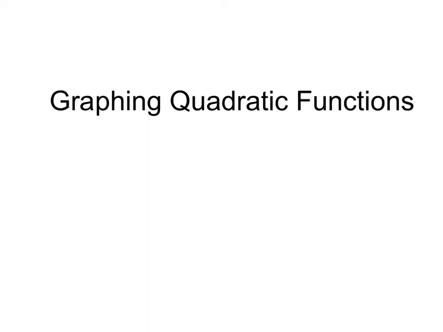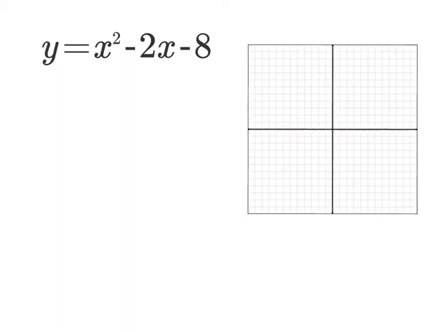Today we're going to take a look at graphing quadratic functions. We're going to start with an analysis of this function here. We've got y equals x squared minus 2x minus 8. The first thing we're going to take a look at is the axis of symmetry.